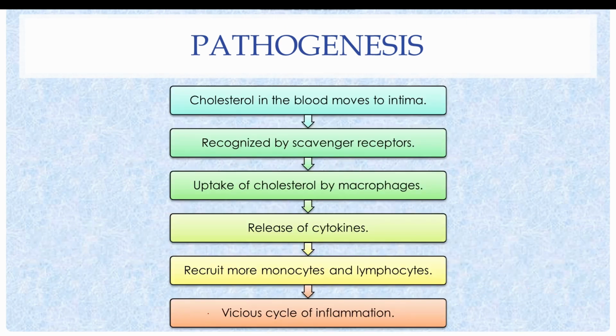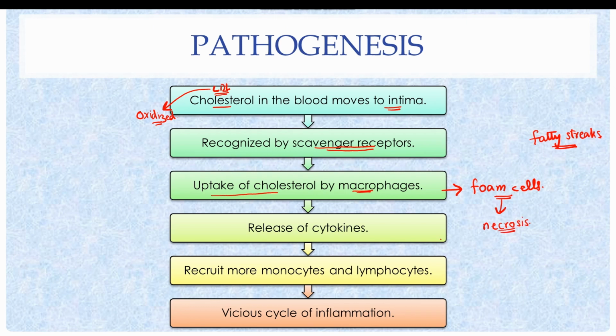The next process is the diffusion of cholesterol, specifically small-sized LDLs, into the intima. The LDL in this case is oxidized, which is recognized by the scavenger receptors present on the macrophages. These receptors regulate the uptake of cholesterol by the macrophages and convert them into foam cells. This formation of foam cells appears as fatty streaks on gross examination. The oxidized LDL present inside the foam cells also damages these cells, resulting in their necrosis.